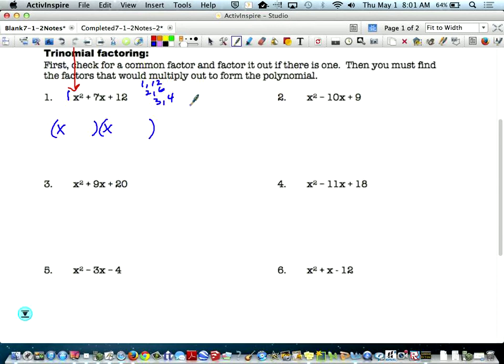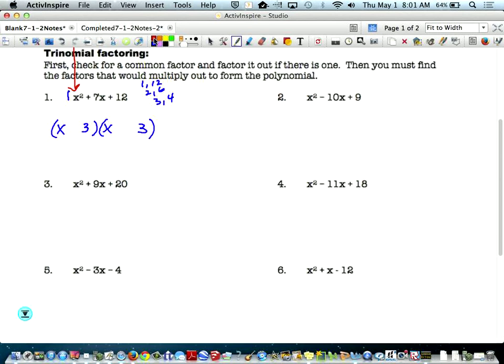Of those sets of factors, which one would have the ability, remember when we did the OI yesterday? The outside and the inside piece, they were like terms. 1 and 12, 2 and 6, 3 and 4. Which one could add up to 7? 3 and 4. The 3 and the 4. So let's put those in.